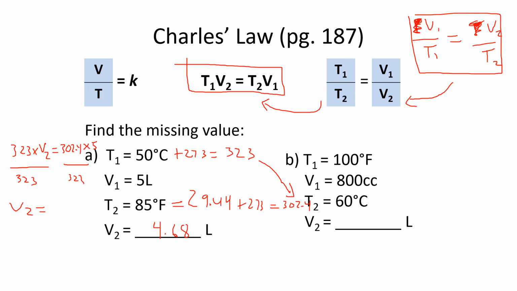B, let's change that one. That's 0.8 liters. Celsius plus 273. So this becomes 333. 100 degrees Fahrenheit, let's see what that becomes. 100 Fahrenheit is about 37.8 plus 273.